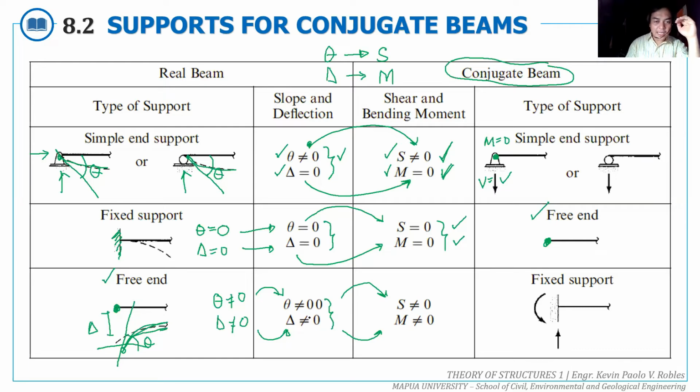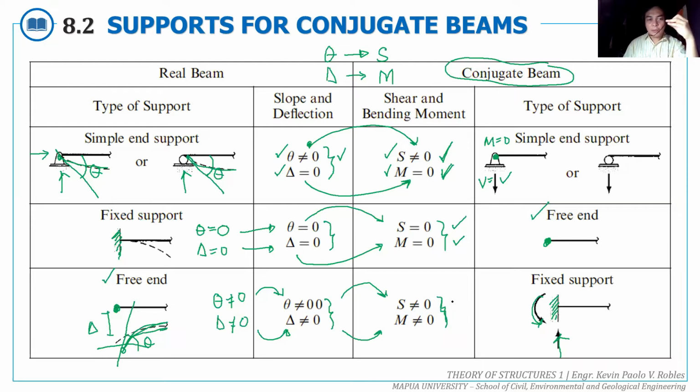Since parehas hindi sila 0, parehas din magiging hindi 0 yung shear at saka moment. Now, tanong, anong klaseng joint ang hindi 0 ang shear at hindi rin 0 ang moment? Ibig sabihin, may value ang shear, may value ang moment. Hindi ba fixed support 'yon? 'Di ba? Kasi sabi natin, ang fixed support, merong shear at meron ding moment. So, ibig sabihin, ito yung non-zero shear at saka non-zero moment.